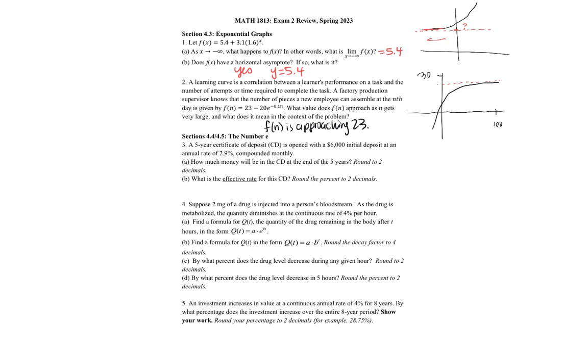And so what is the meaning of the 23? It represents the number of pieces a new employee can assemble at the end of the day. So as n gets bigger and bigger, as they get more and more experience, they get closer and closer to being able to assemble 23. So an experienced worker can assemble 23 pieces per day.